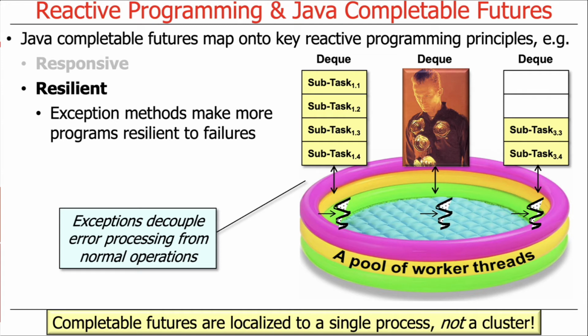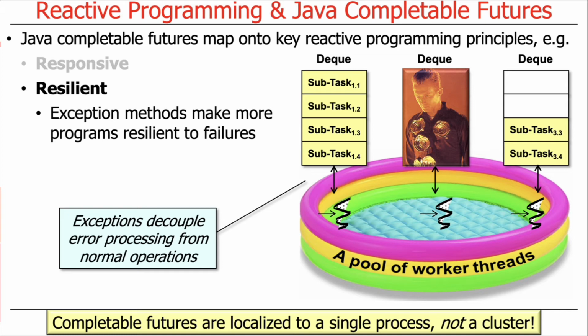The next principle is resilience. And remember we talked before about how we wanted to make the program able to keep working even if there are partial failures. So in this particular case, what we're going to use are the exception methods provided by the Java CompletableFuture framework.